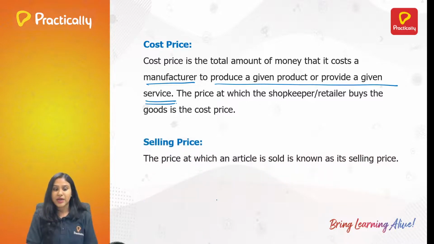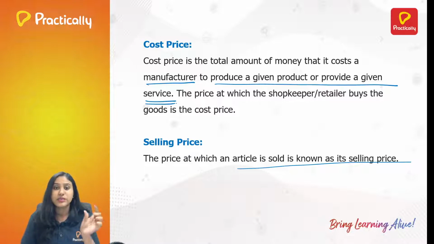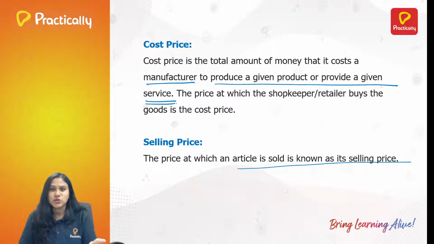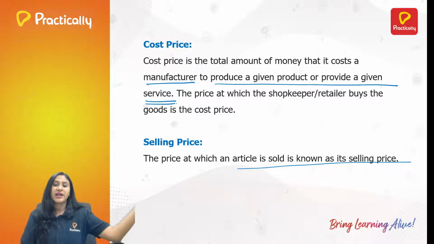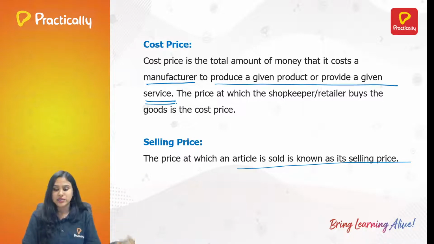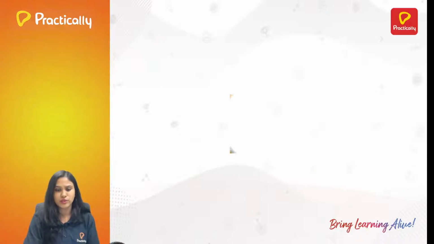What is the selling price? Selling price is the price at which an article is sold. So when you go to a shop and buy something, that is nothing but the selling price of an article. And to sell you something, the shopkeeper also has to buy it from somewhere else. That price is nothing but cost price. So, let us understand this in a pictorial format.